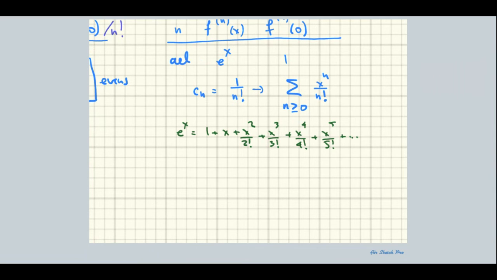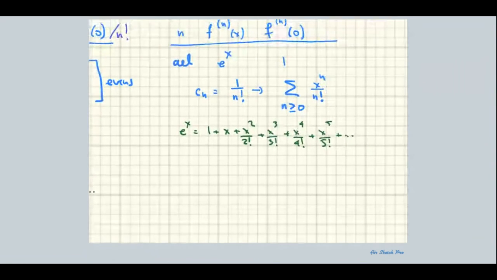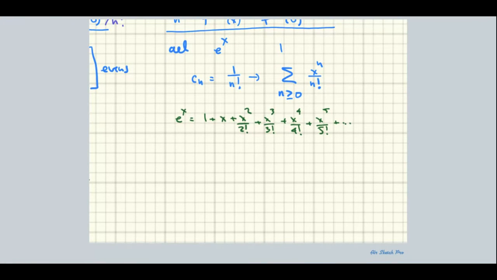Now, guys, this is true for any power. X could be a whole number or a fraction or a negative power or 0 or even a complex number. In particular, it's true for e to the ix. So let's replace everything with ix. 1 plus ix.